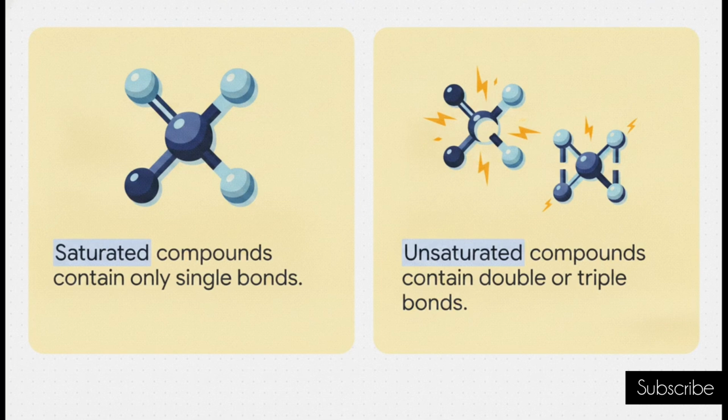As these carbon atoms link up, they form different types of bonds, which leads us to a really important distinction. Saturated compounds, like ethane, are strict. They contain only single bonds between the carbon atoms. Unsaturated compounds, on the other hand, go a bit further with double or triple bonds. For instance, ethene has a double bond and ethyne has a triple bond.